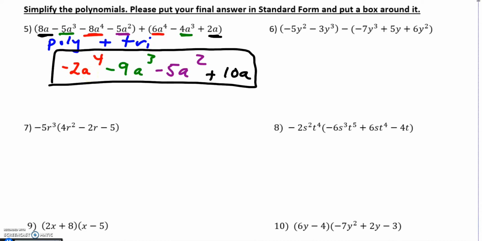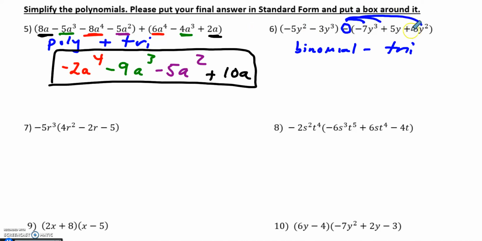Number 6, what it's really asking me to do is, here we are asking really add or combine. Here we are really subtracting the polynomials. So I'm really taking a binomial and I'm subtracting a trinomial. Now, the only difference between 5 and 6, in my opinion, is that this negative affects everything in the parenthesis behind it.